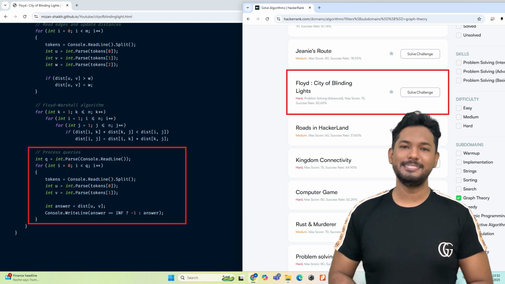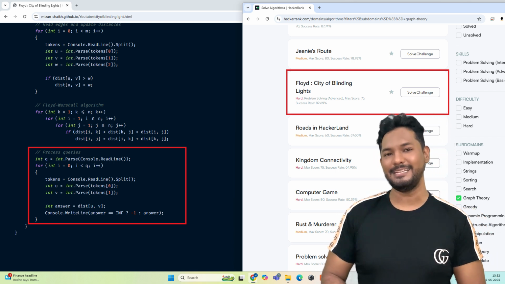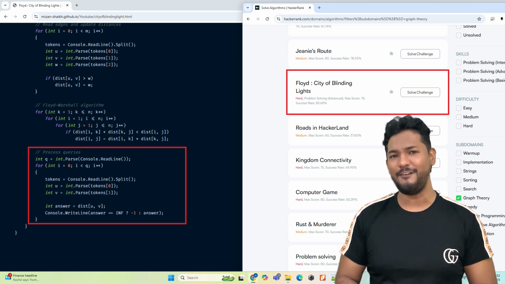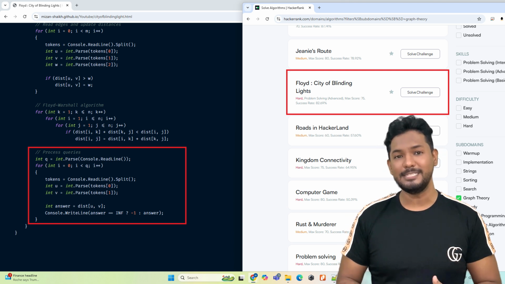The key takeaway here is the power of dynamic programming in graph algorithms, and by systematically updating the distances, we can efficiently find the shortest path between any two nodes in a weighted graph.